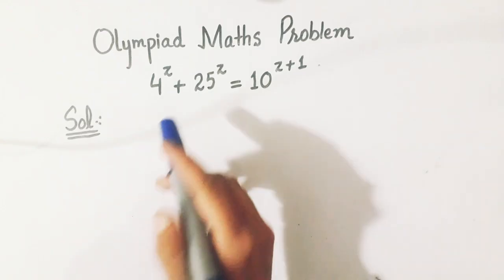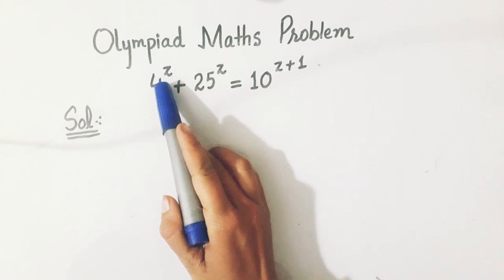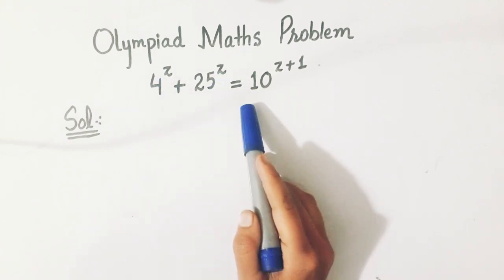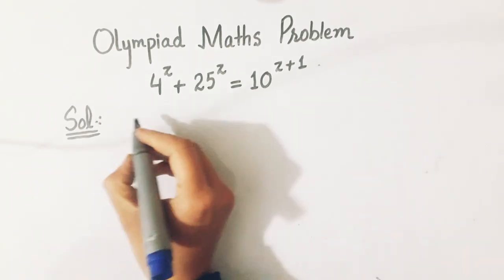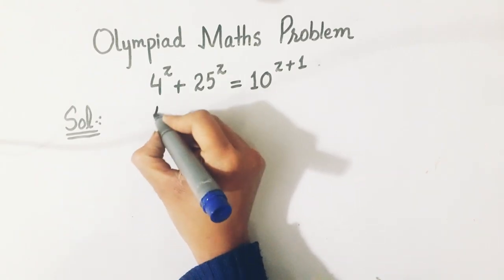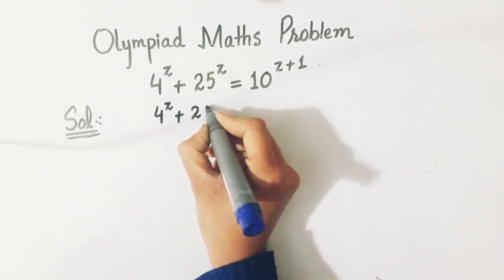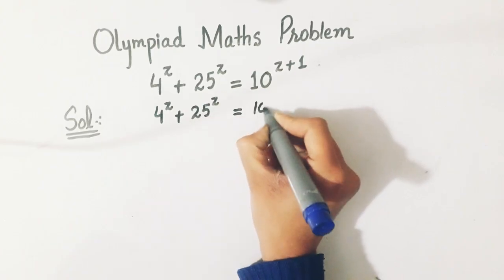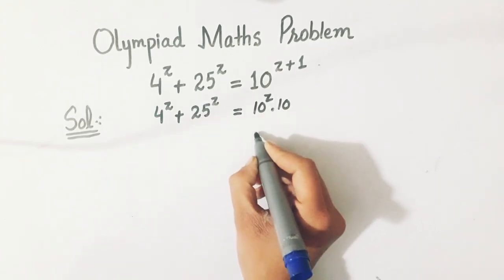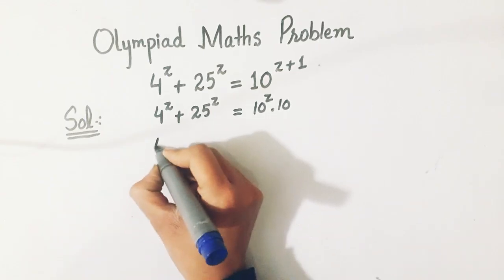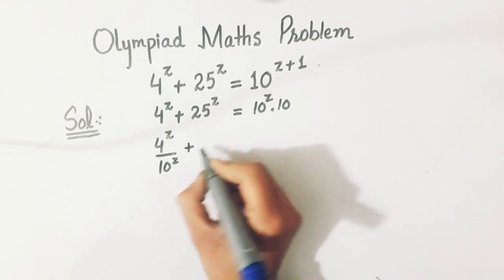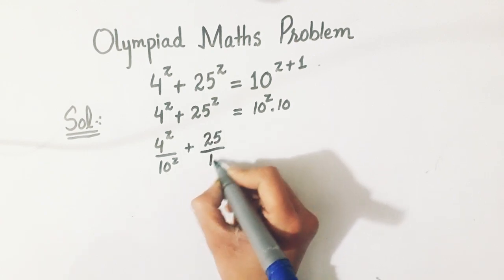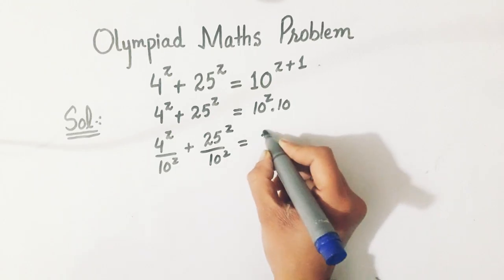So we will start solving this Olympiad math problem, that is 4 raised to power z plus 25 power z equals 10 raised to power z plus 1. So how will we solve this? We will solve this by a method. First of all, we will write this as 4 raised to power z plus 25 raised to power z equals 10 raised to power z into 10. Now 10 raised to power z is divided on both sides. So 4 raised to power z divided by 10 raised to power z, similarly 25 by 10, both have power z, equals 10.